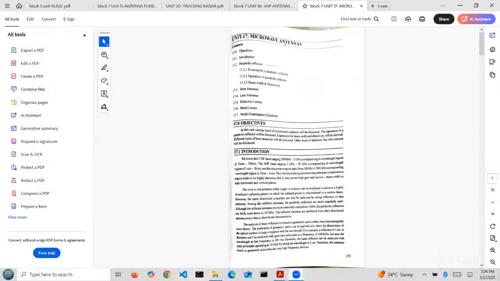Fundamentals of antenna, in that the antenna theorem, which is on page number 146. Antenna theorem. This statement first.